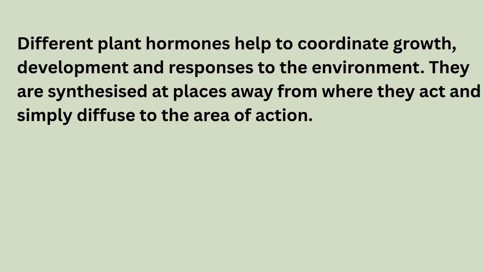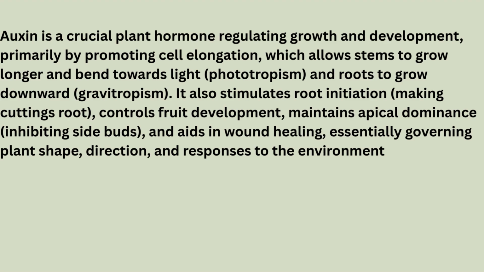The different plant hormones help to coordinate growth, development, and response to the environment. They are synthesized at places away from where they act and simply diffuse to the area of action wherever they are needed. Auxin is a crucial plant hormone regulating growth and development, primarily by promoting cell elongation, which allows stems to grow longer and bend towards light, phototropism, and roots to grow downward, gravitropism. It also stimulates root initiation, making cuttings root, controls fruit development, maintains apical dominance, and aids in wound healing, especially governing plant shape, direction, and responses to the environment.